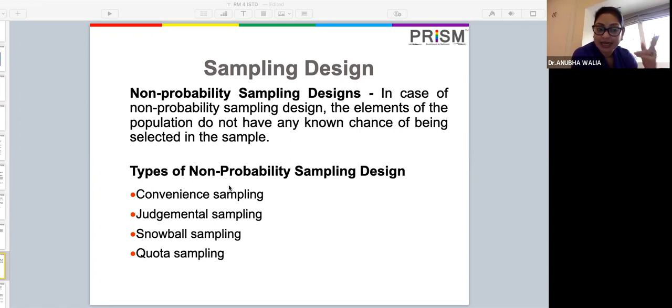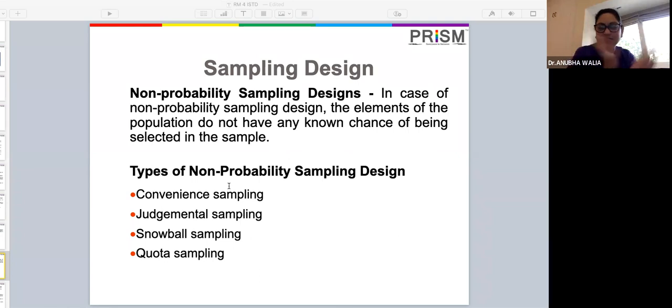Okay. Second is quota sampling. Third is judgmental sampling. It is also called subjective sampling or purposive sampling. So please do not get confused about whether there is a difference between judgmental sampling and purposive sampling. No, it is one and the same. Then we have snowballing, right? So let's understand convenience, or accidental, sampling.